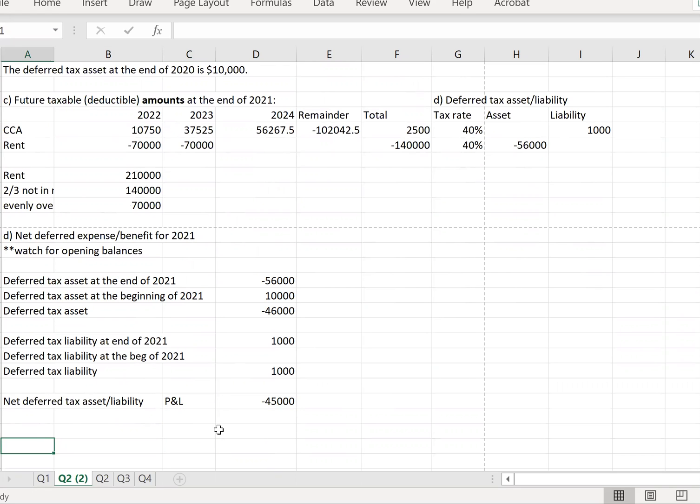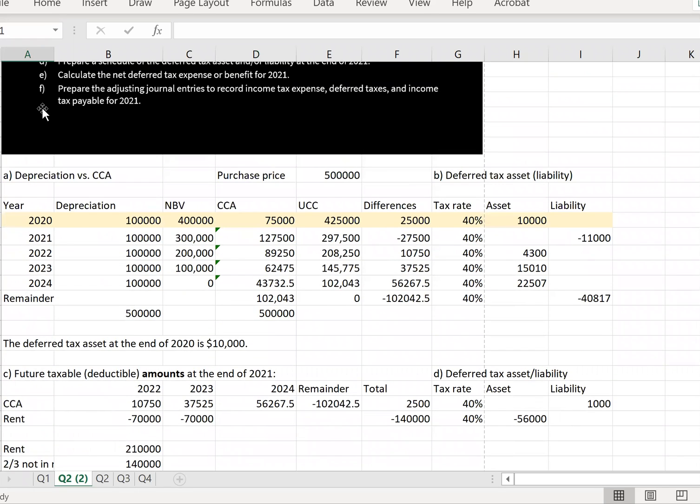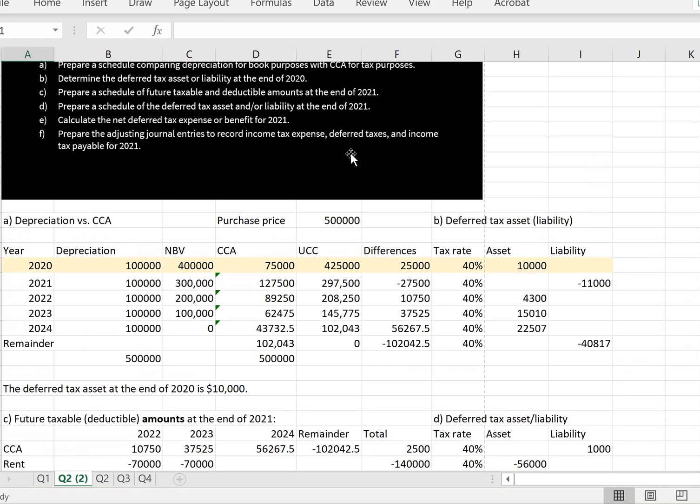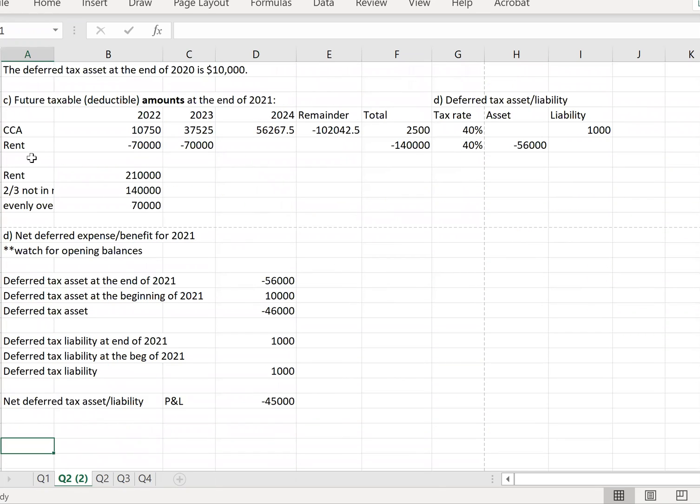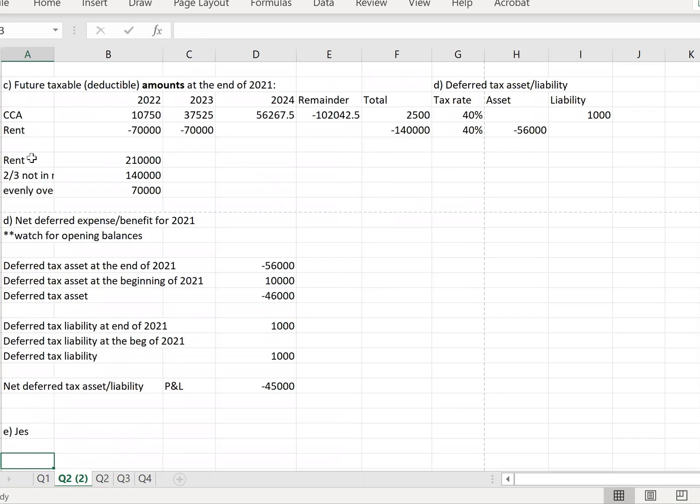So now we just need to do our journal entries, which is the very last part of this question. F, prepare the adjusting journal entries to record income tax expense, deferred taxes, and income tax payable. So remember that total income tax expense includes two components. We also have our current tax expense, so let's not forget about that. So we're going to have debit current tax expense, and this is the tax due for the period. This is going to be our pre-tax accounting income.